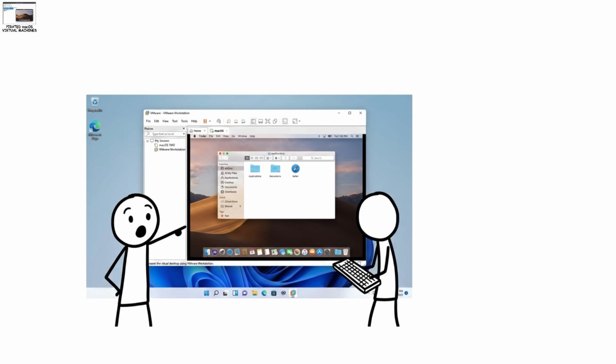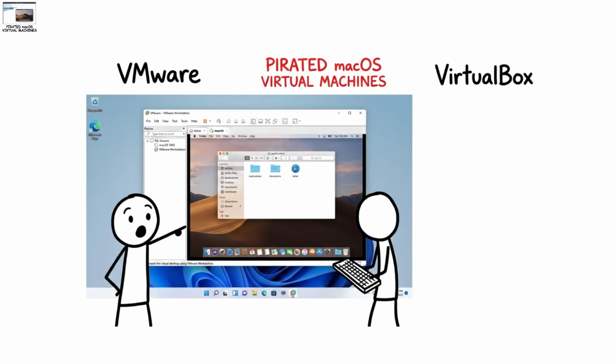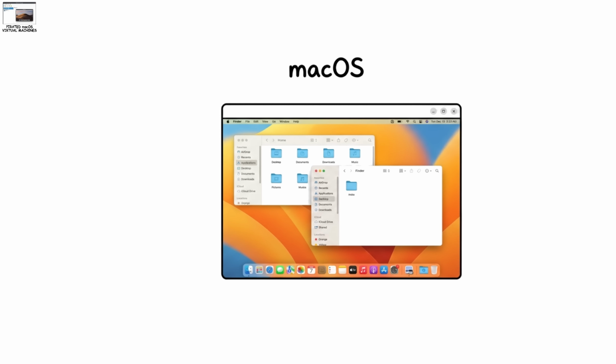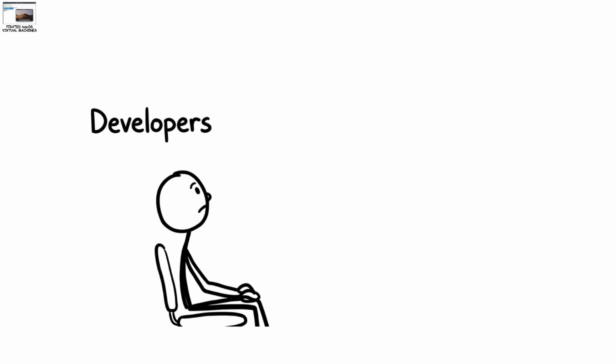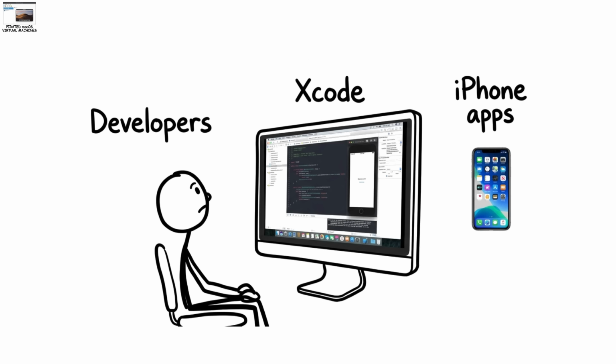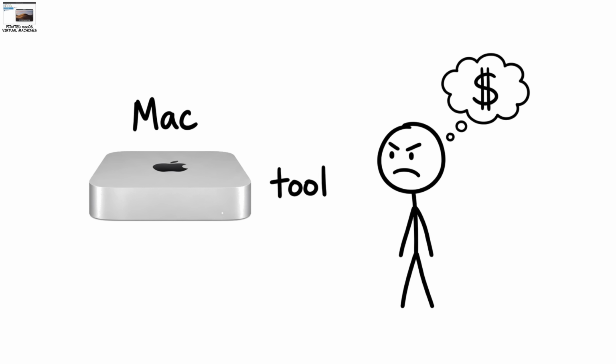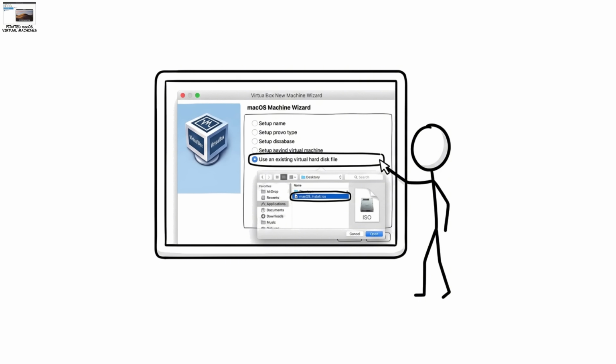Instead of installing macOS on real hardware, people run it inside a virtual machine using VMware or VirtualBox. You can run macOS as a window inside your Windows or Linux desktop. Developers are the biggest users. If you build iPhone apps, you need Xcode, which only runs on macOS. Buying a Mac just for one tool feels wasteful. So developers spin up a macOS VM instead.